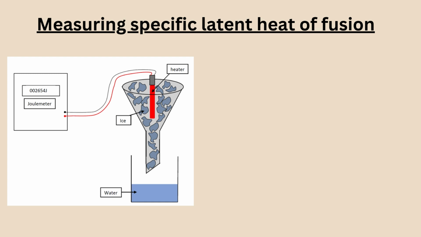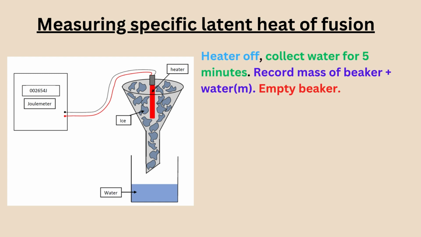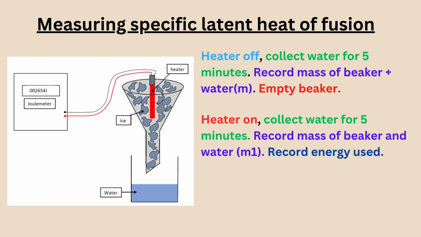Then, with the heater off, we will allow the ice in the funnel to melt and we will collect the water for 5 minutes. We will then record the mass of the beaker and the water, which we will call M. Then empty the beaker. Now we will refill the funnel with ice, switch the heater on and collect the water for 5 minutes that's due to the ice melting. Then record the mass of the beaker and the water M1. Also, we will need to record the energy used from the joule meter.